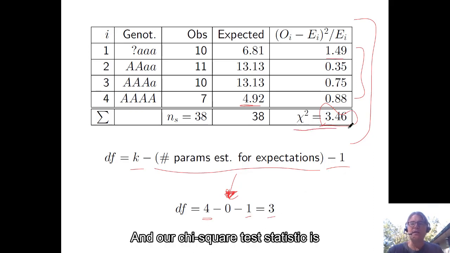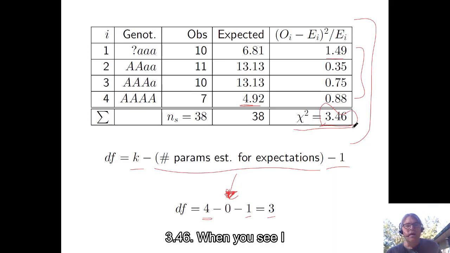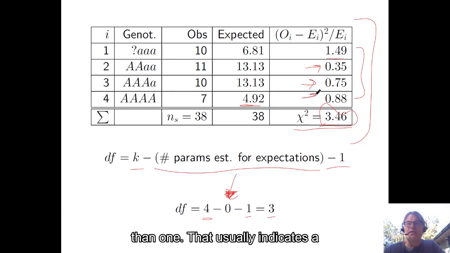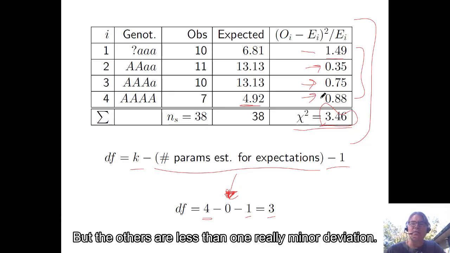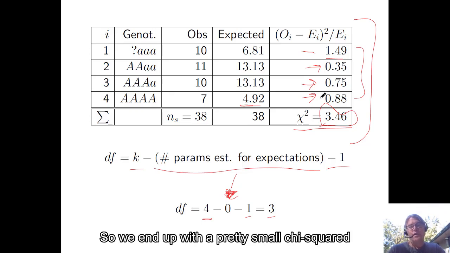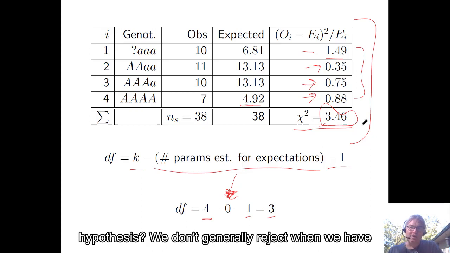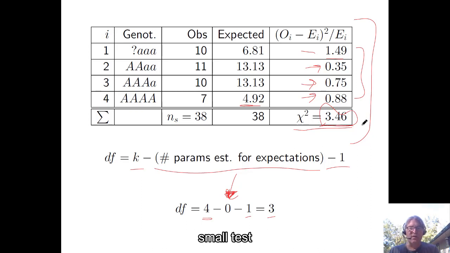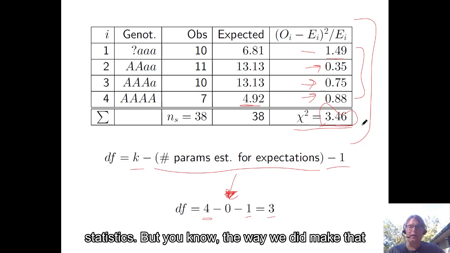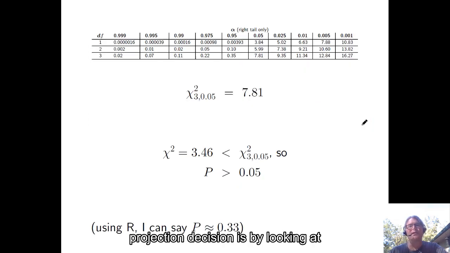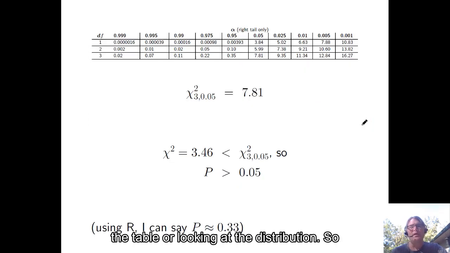And our chi-square test statistic is 3.46. When you see chi-squared terms that are less than 1, that usually indicates really minor deviations. This one's slightly over 1, but the others are less than 1. So we end up with a pretty small chi-square test statistic. Are we going to reject the null hypothesis? We don't generally reject when we have small test statistics, but the way we make that rejection decision is by looking at the table or looking at the distribution.